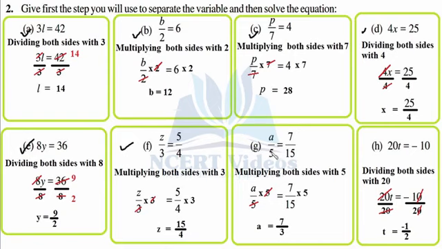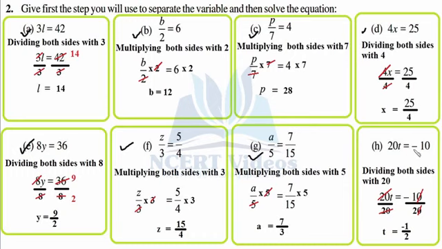G part, a upon 5 equals 7 upon 15. So it is in division, so we'll have to introduce multiplication by the same number. Multiplying both sides by 5, this thing as it is, this thing as it is, introduction of multiplication by 5 on both sides. 5 cancels, a is separated, 7 5s are 35 over 15, or you can straight away cut here, 1 5s are 5, 3 5s are 15, so 7 over 3.